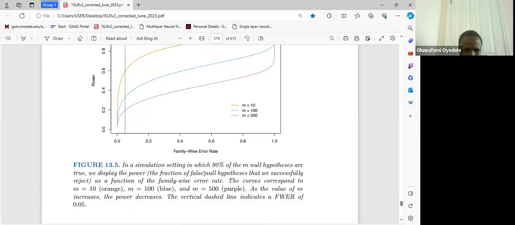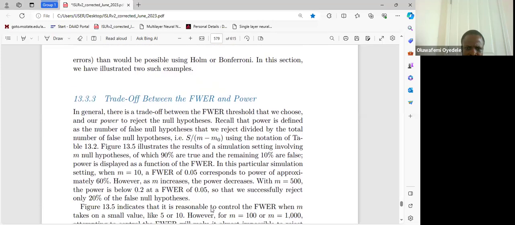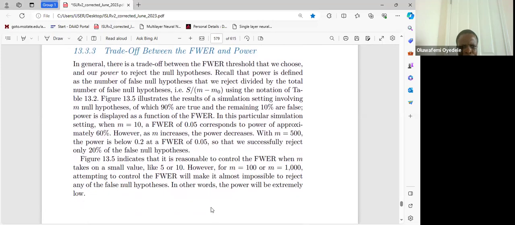So here they say that in a simulated setting in which 90% of the m null hypotheses are true, we display the power, as a function of false null hypotheses that we successfully reject, as a function of the family-wise error rate. The curves correspond to m equals 10, blue. As m increases, the power decreases, just as I said. The vertical dashed line indicates a family-wise error rate of 0.05, which is what the line is showing. So they were looking at the trade-off between the family-wise error rate and the power.